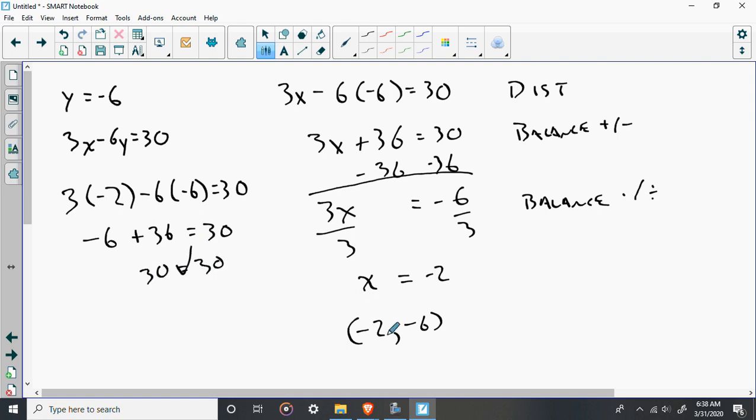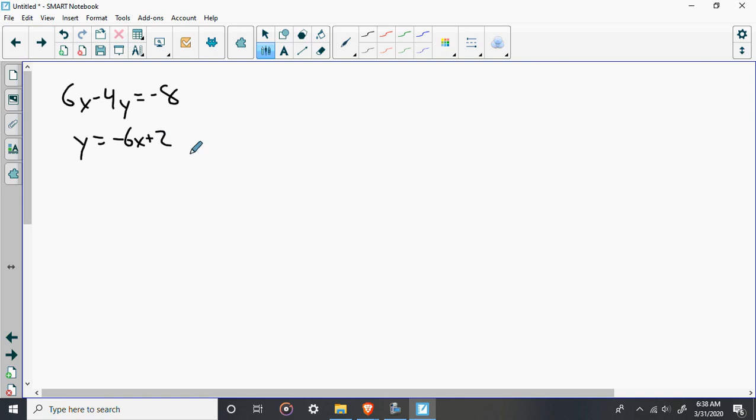Okay, so please just watch that. These problems are a little bit more straightforward. Just plug one into the other. All right. Here, again, what are we going to do? We're going to plug in -6x plus 2 everywhere we see a y. So again, 6x is staying, -4, and we're replacing y with -6x plus 2. Okay, so again, all we're doing is taking this and putting it right here.